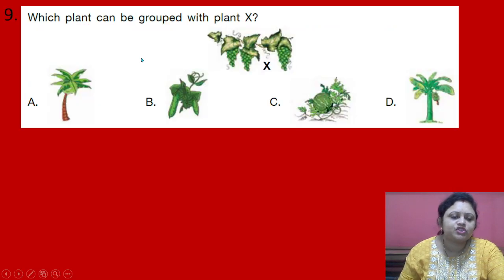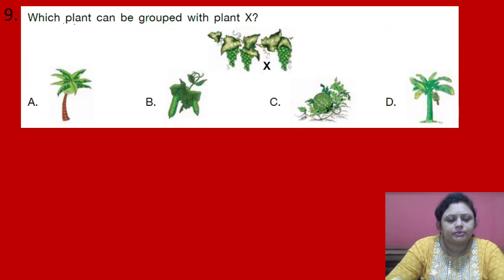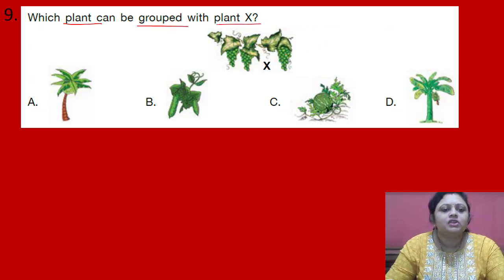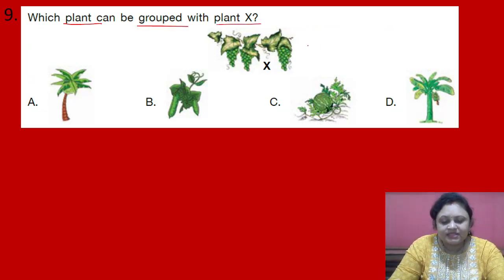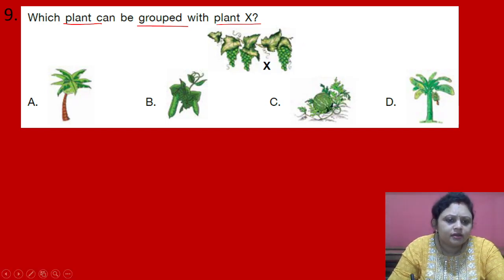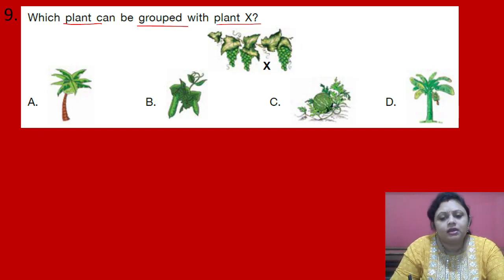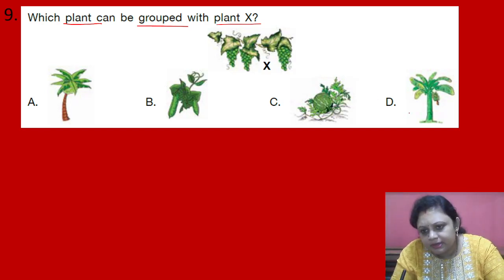Coming to the next question, which plant can be grouped with plant X? Okay, so in plant X you can see grapes are there, right? Grapevines are there, and in option A, that is a coconut tree. In B, that is pea. In C, watermelon. In D, that is banana tree.